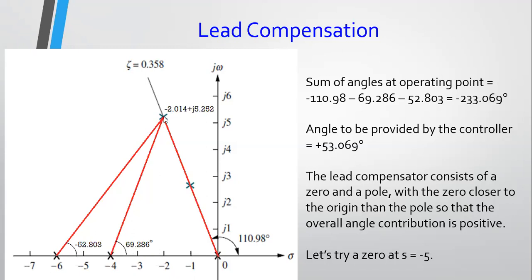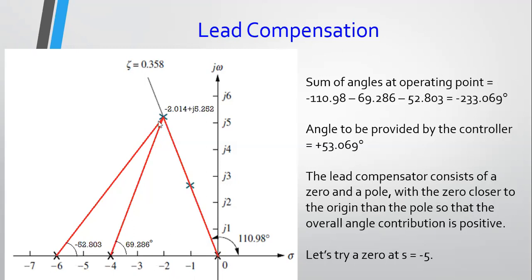this point not to give an angle contribution of plus or minus 180 degrees because it's not on the root locus. So when we do that, we get an angle of minus 233.069 degrees. And of course, this means now if you want to achieve an angle of minus 180 degrees, your controller, your compensator needs to provide an angle of 53.069 degrees. If you were designing a PD controller, you just set one zero, which is going to give that angle here.